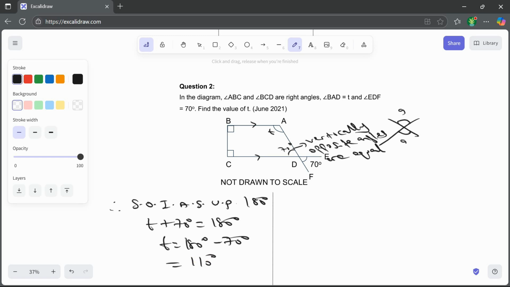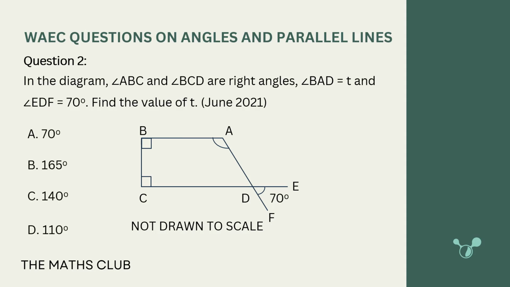Remember, I said that if it's a theory question, you need to write the reason why you are saying this guy is 70, and the reason why I'm saying this guy is equal to 180. You have to write the reason. Don't assume that your lecturer or your teacher would know that, oh, vertical opposite angles are equal. No, you have to state it. That shows that you understand what you're doing. Let's see if our answer is correct. That will be option D.